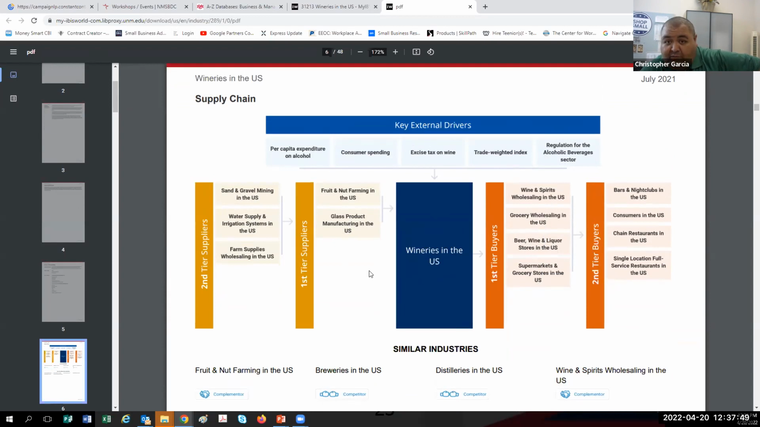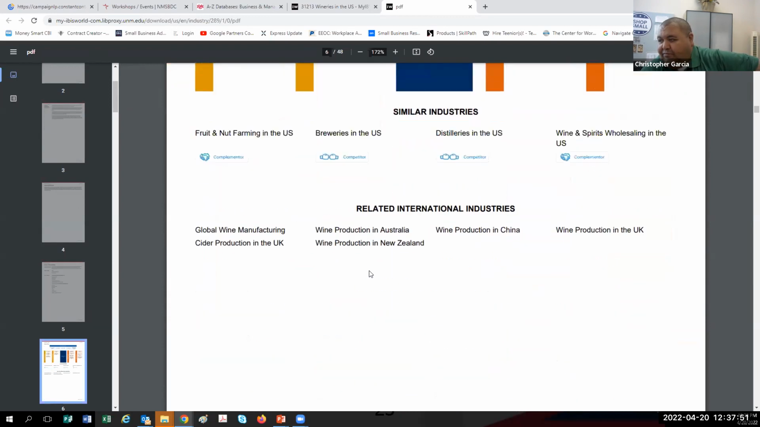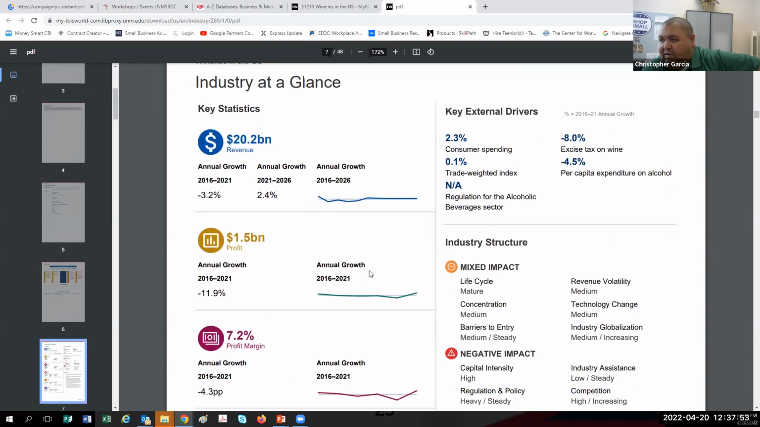Important things to know before you start a business. It tells you what those external drivers are doing, at least between 2016 and 2021. And it looks like consumer spending was growing, but everything else was either staying the same or declining. Well, excise tax went down on wine. That's interesting. And it gives you a total revenue in that industry. It's a $20 billion a year industry.